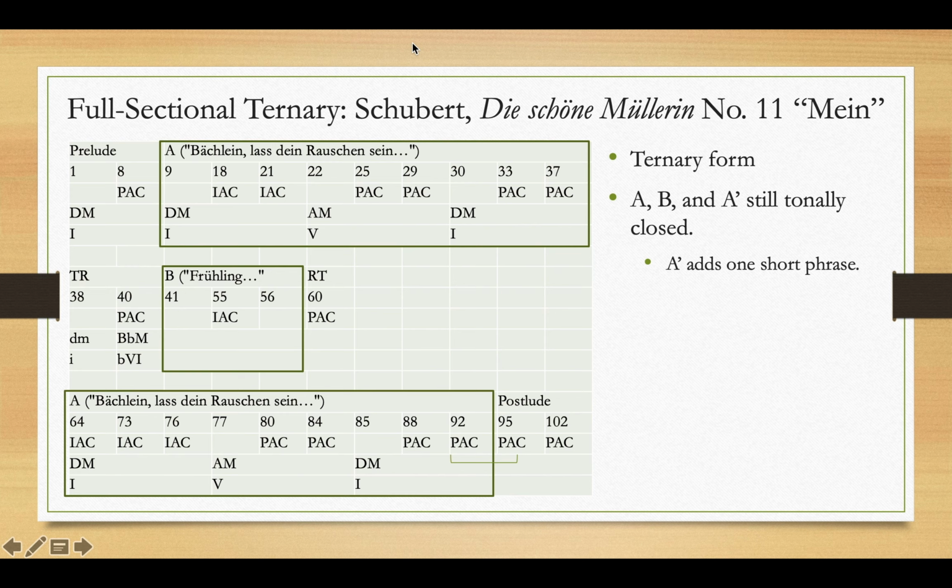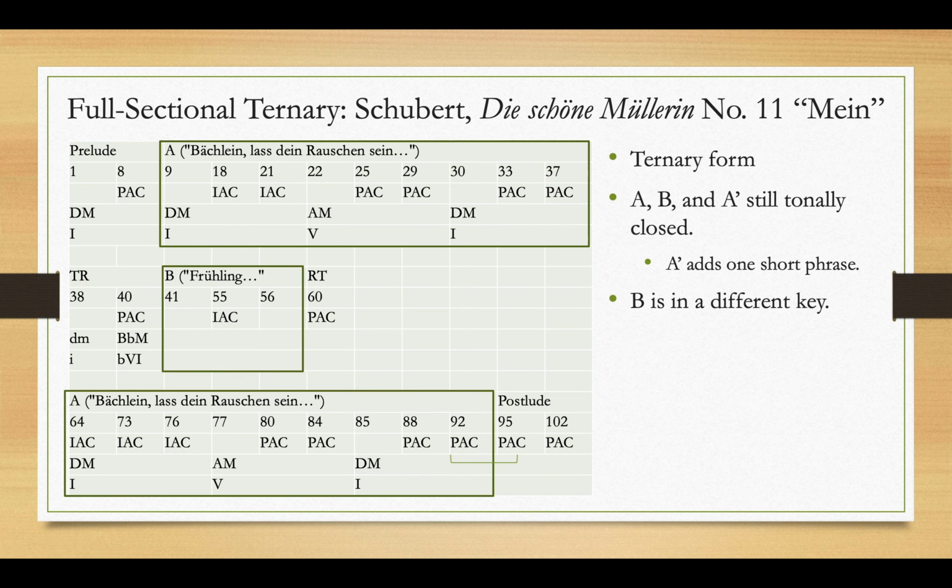Now, one note about the form diagrams themselves: if there's an elision between two sections, the cadence actually closing down this B section is the PAC in measure 60. That just happens to align with the start of this next section that I'll talk about in a minute. And then A prime is only slightly different from the original A. It really just adds one really short phrase at the very end that I've bracketed here towards the bottom of the slide.